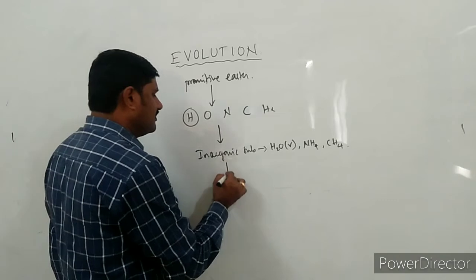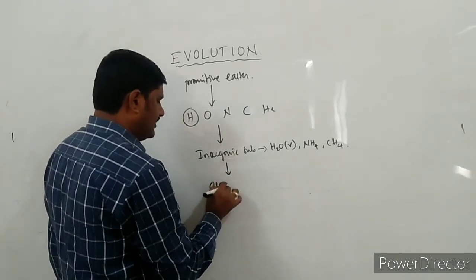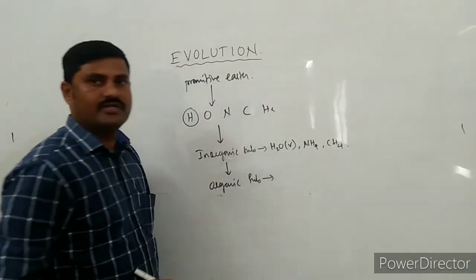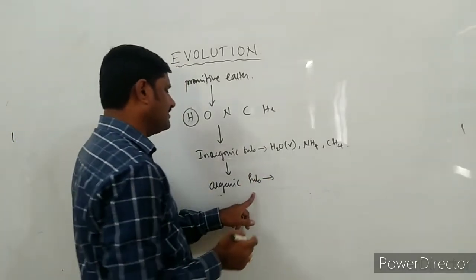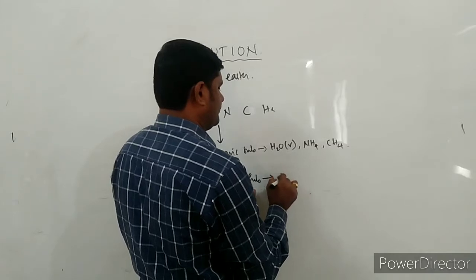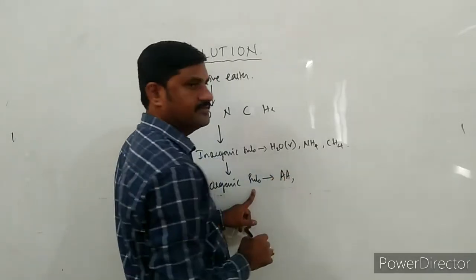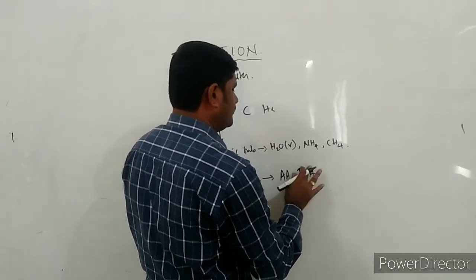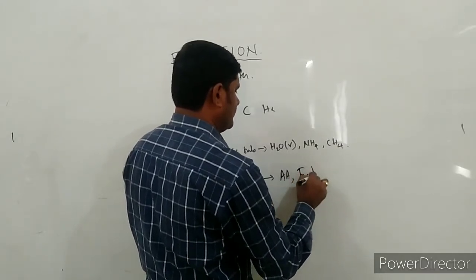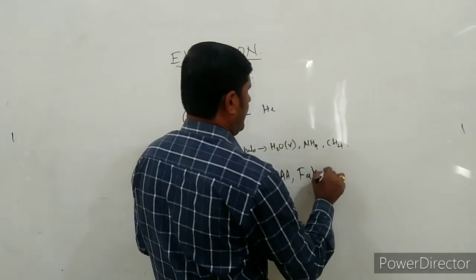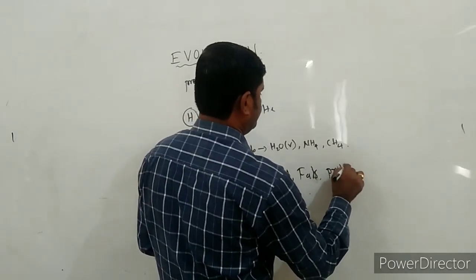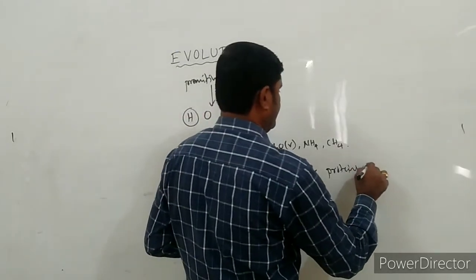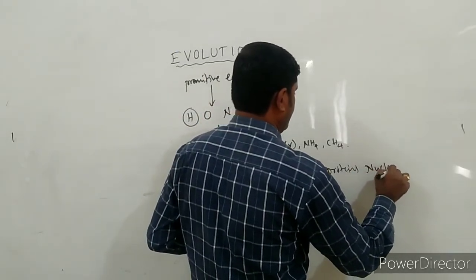And after these inorganic substances, they were converted into organic substances. What kind of organic substances? Amino acids were formed, fatty acids or fats were formed, and proteins were formed, right? Proteins were formed, as well as later nucleic acids were formed.